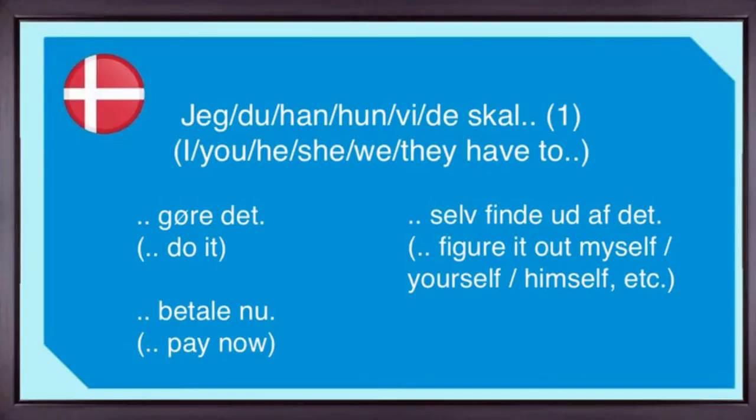Betale nu. Pay now. Selv finde ud af det. Figure it out myself or yourself or himself, etc. Right? On someone's own, on their own. Selv finde ud af det. Very good.